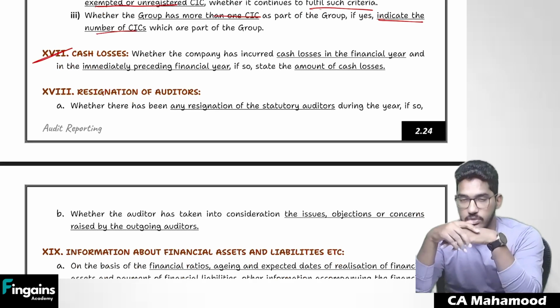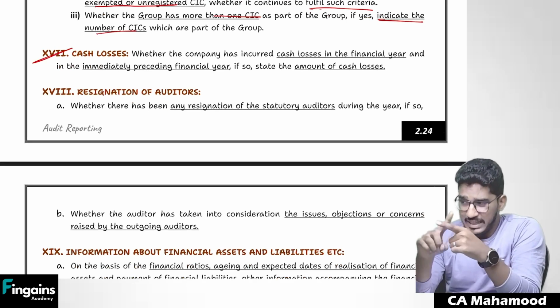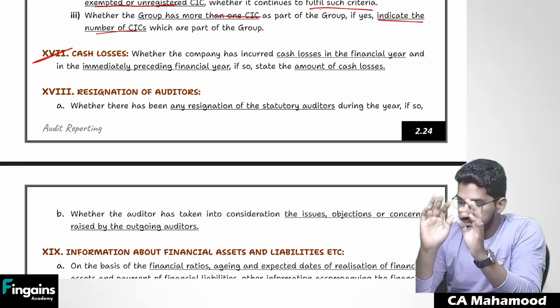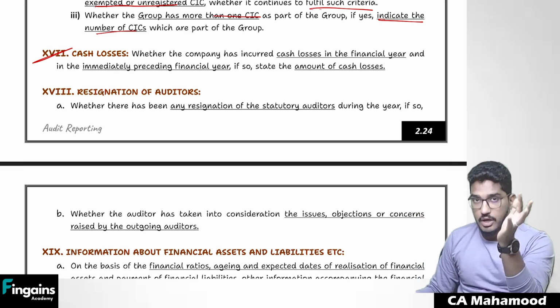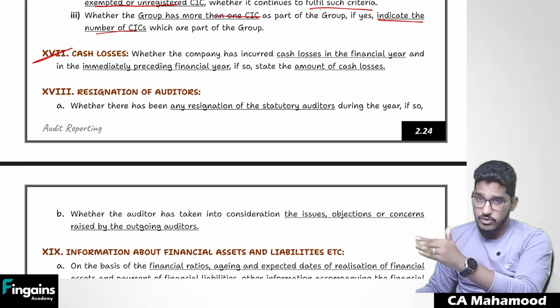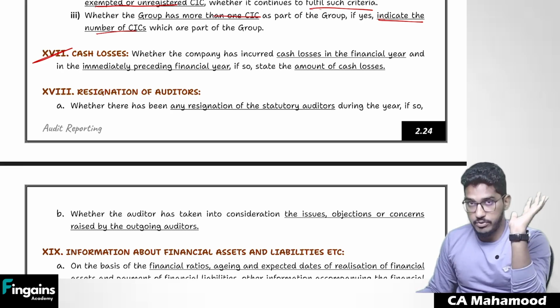17th point, cash losses. Whether your client company has made any cash loss in the current year as well as the previous year. If yes, mention the amount. It should have made a cash loss in both the years, in the current year and also in the previous year. In both the years, if they have made a cash loss, you have to report it.